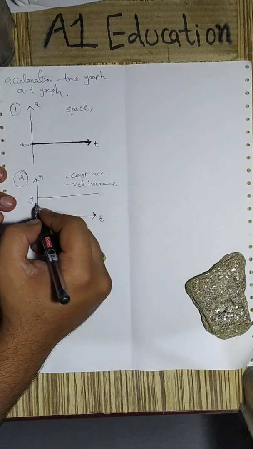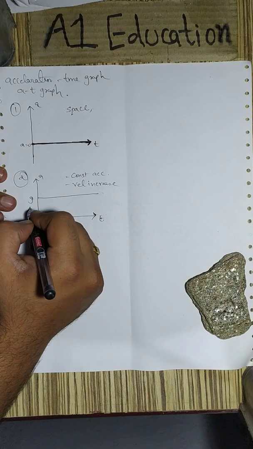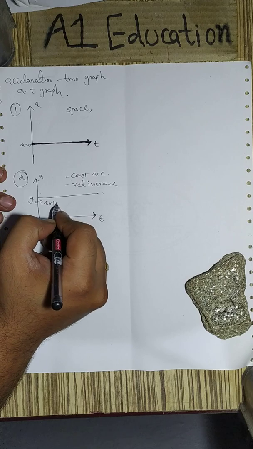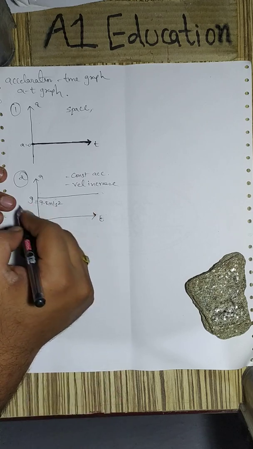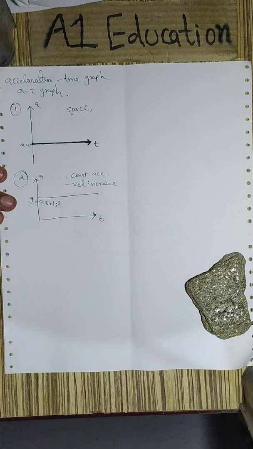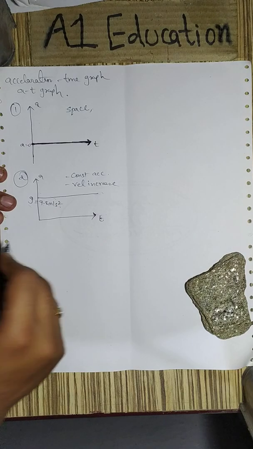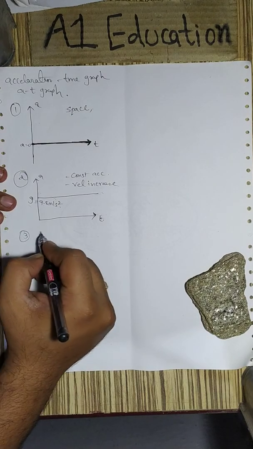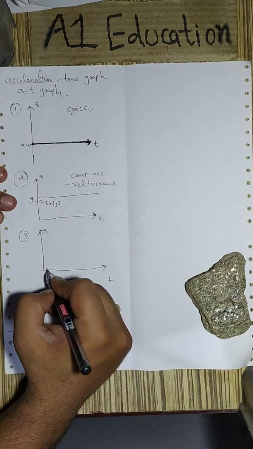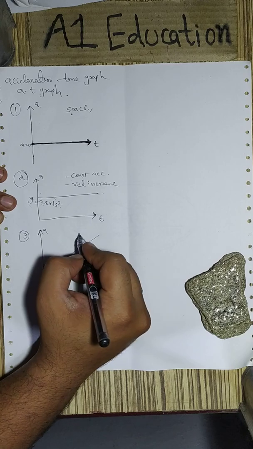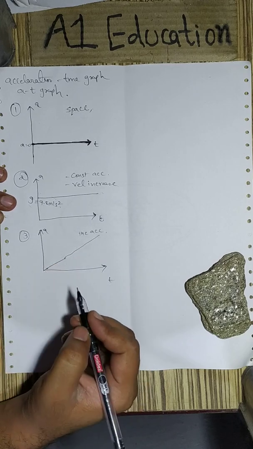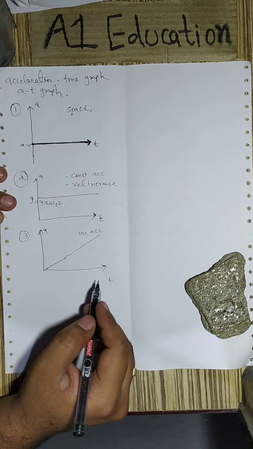Constant acceleration g. Here the value we have taken is g. g is acceleration due to gravity. Its value is 9.8 meters per second square. So on Earth we constantly experience this acceleration. Then the third type of the graph, a slope. Slope means acceleration is increasing, right? Velocity will increase very rapidly.